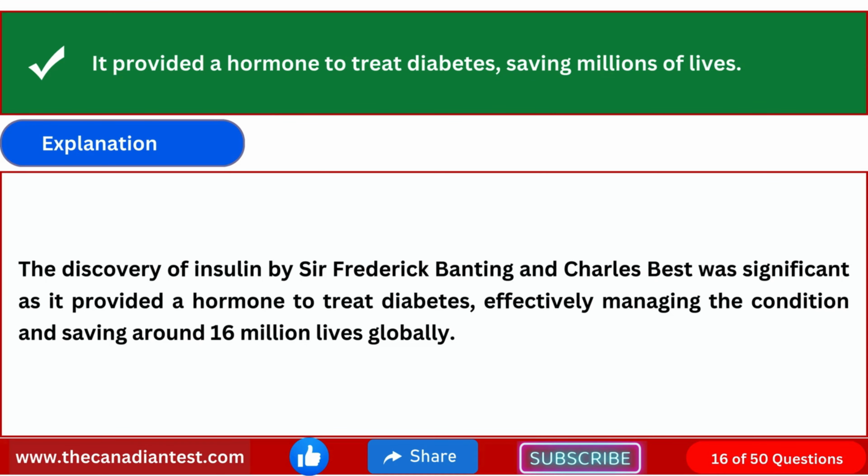The correct answer is, it provided a hormone to treat diabetes, saving millions of lives. Explanation: the discovery of insulin by Sir Frederick Banting and Charles Best was significant as it provided a hormone to treat diabetes, effectively managing the condition and saving around 16 million lives globally.